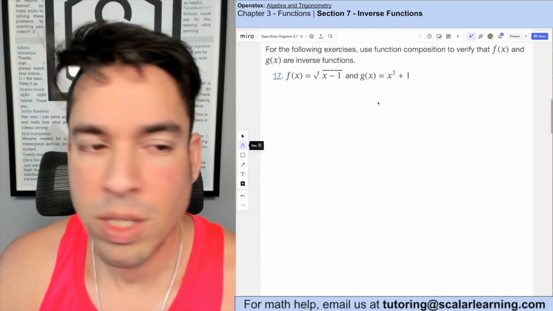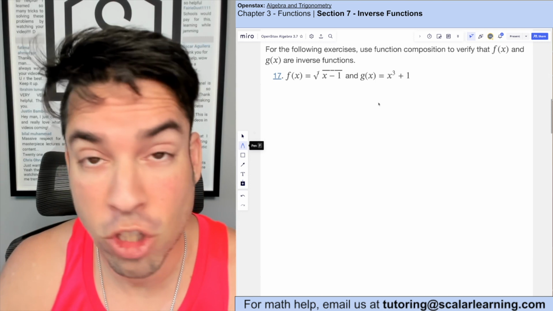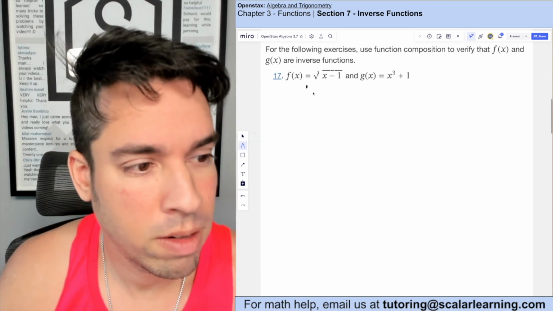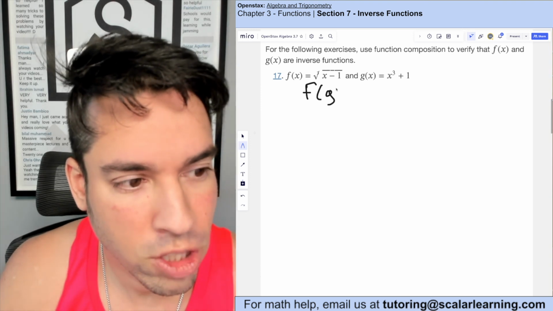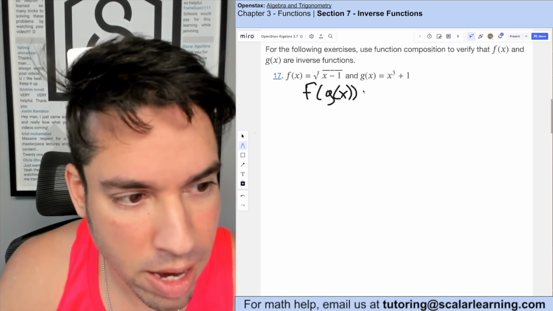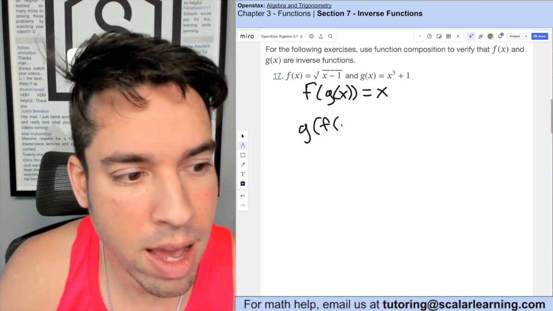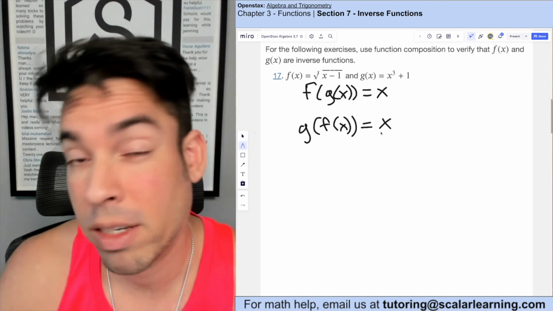Boom, done. For these two, it says use function composition to verify that these are inverse functions. So how do we do that? Well, in order for these to be verifiably inverses of each other, it needs to be such that f of g of x needs to equal x and g of f of x, meaning plugging in f of x into g of x, needs to also equal x. So let's see if that's true.